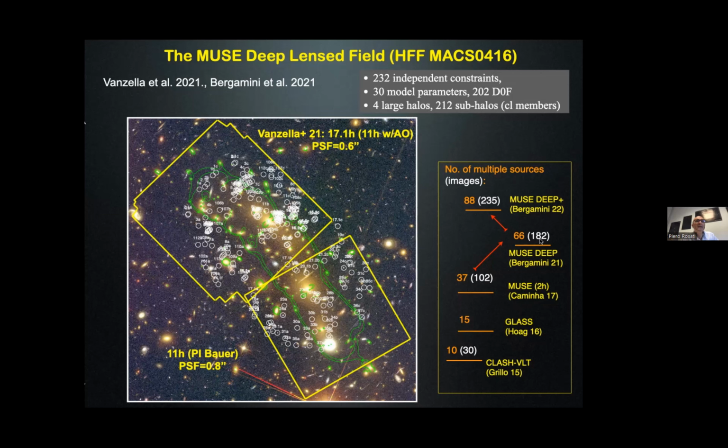And then with Pietro Bergamini's work, we got to 122. And now these days we have identified 235 images. This is absolutely a big record. Having many multiple images means having robust and high resolution mass maps.